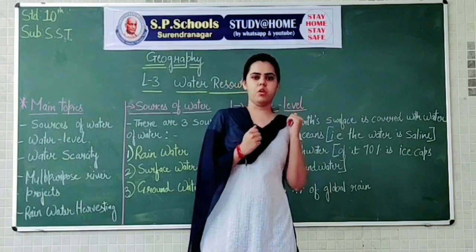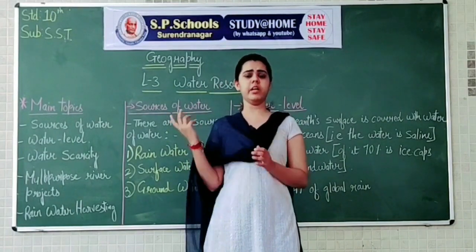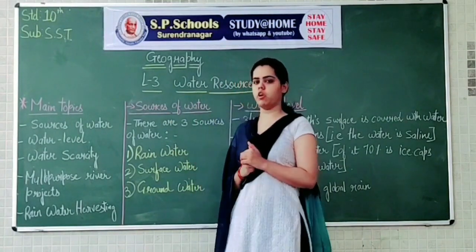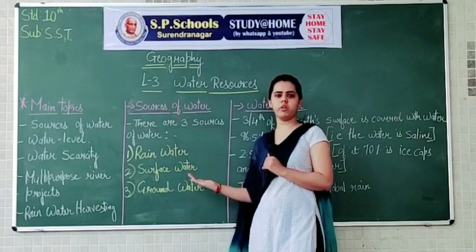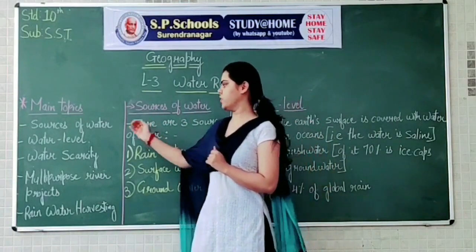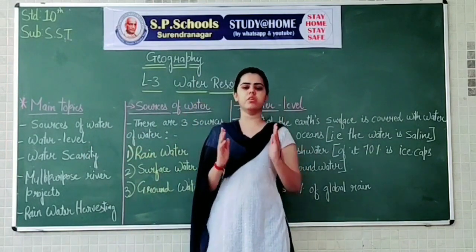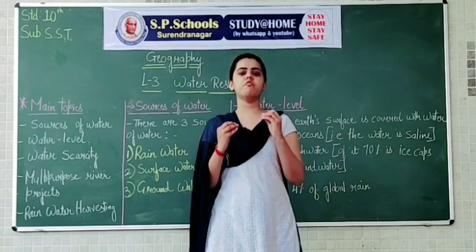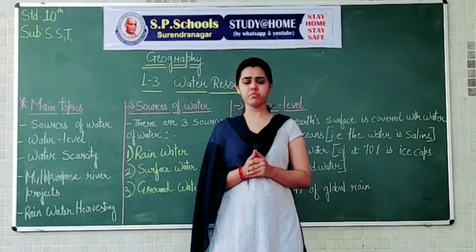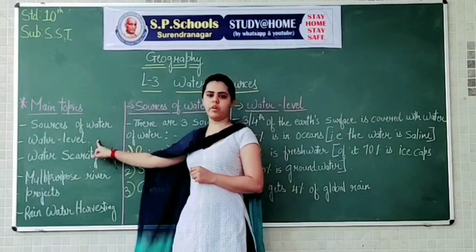Where you are getting water, right? And it includes from where you are getting water. So how many sources of water are there? So it comes in the first topic. The second one is water level. On earth, how much level of water is there, right? That is the second topic, water level.